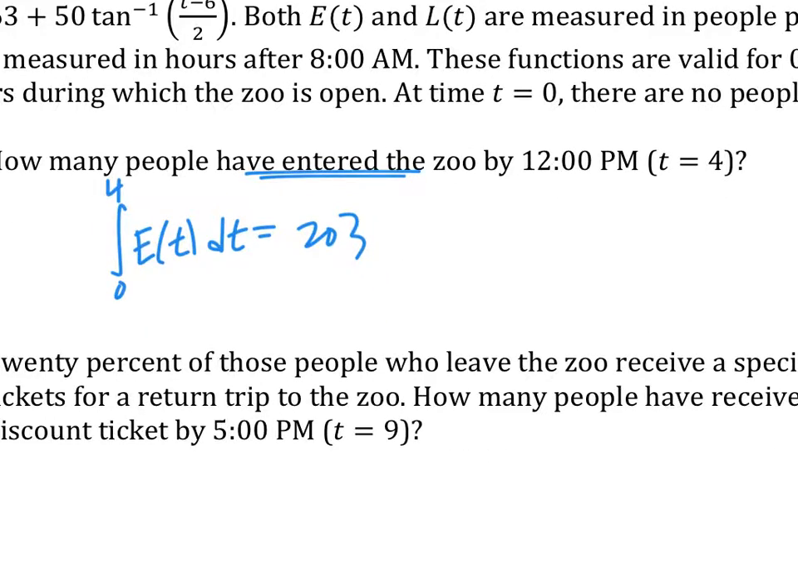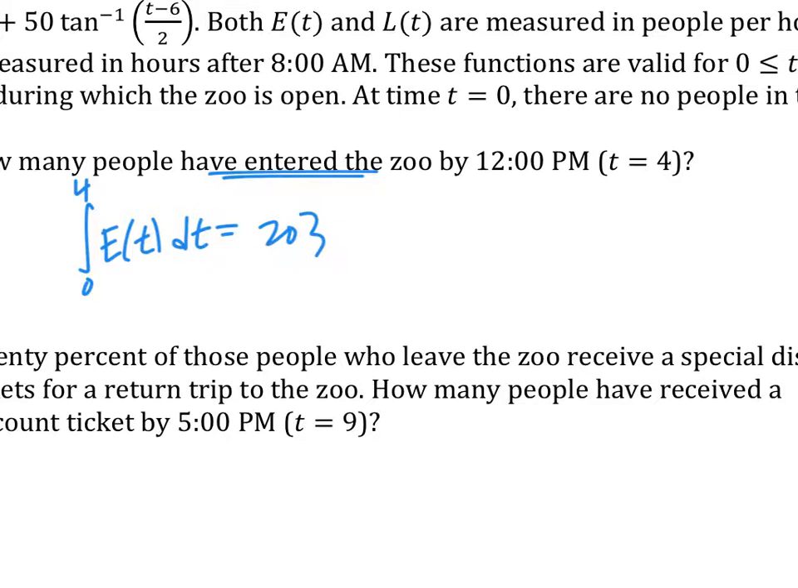Okay, 20% of those people leaving the zoo will receive a special discount ticket for a return trip to the zoo. How many people have received a discount ticket by 5 p.m., which is t equals 9? Easy. Okay, just look at how many people have left.